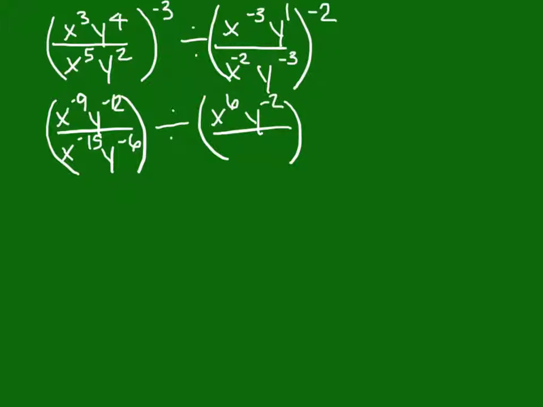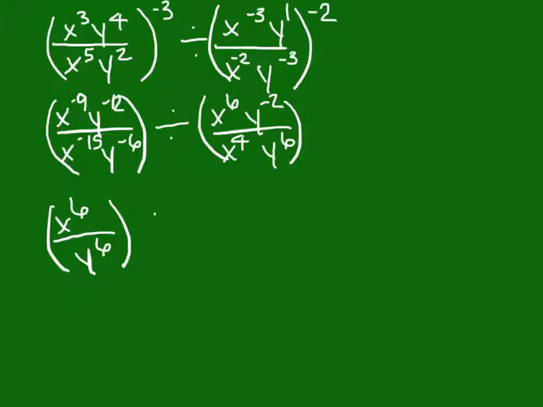over x to the negative 2nd to the negative 2nd power becomes x to the 4th, and y to the negative 3rd power to the negative 2nd power becomes y to the 6th. We'll continue by simplifying the first set of parentheses. There are 6 more x's on top than there are on the bottom, and there are 6 more y's on the bottom than there are on the top.